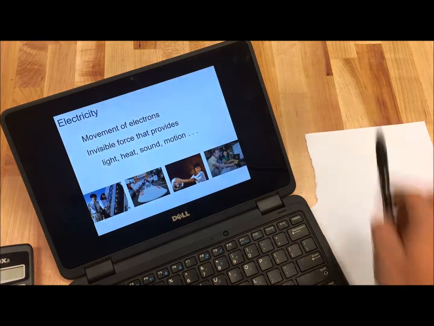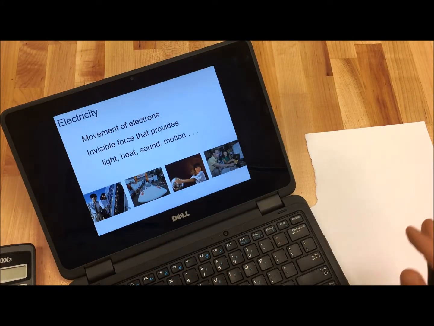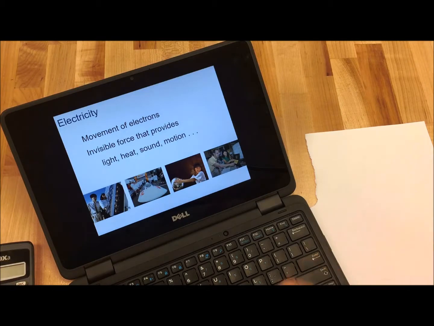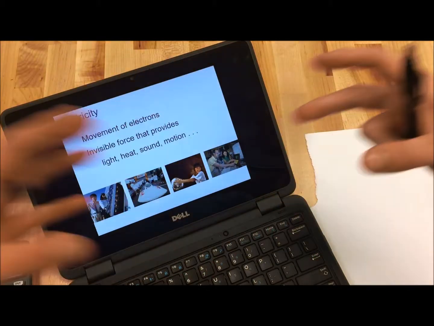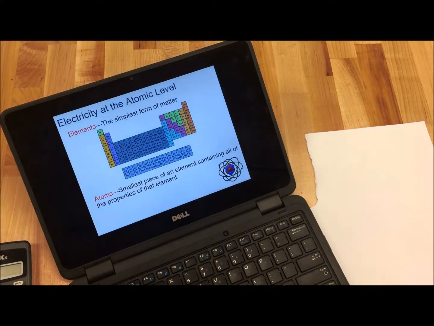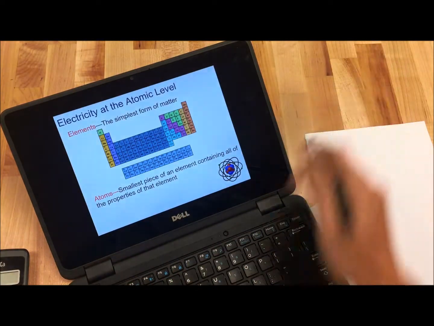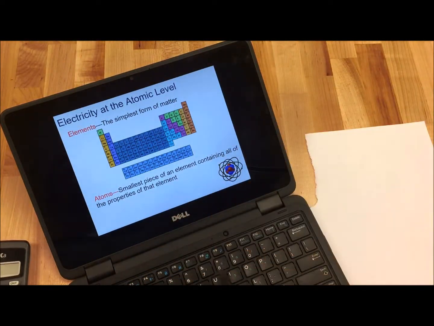So to start, what is electricity? Electricity is the movement of electrons. It's invisible, obviously. It produces light, heat, sound, and motion. Typically, its use in this class is to provide power. All right. Now, to understand where we're going, we need to break it down to its simplest forms.